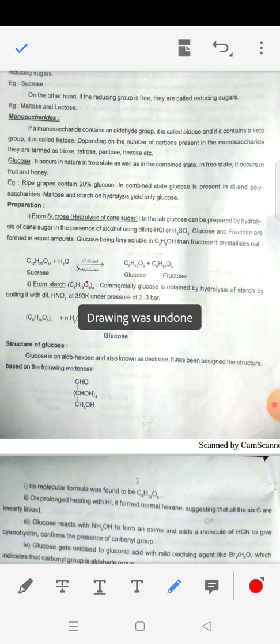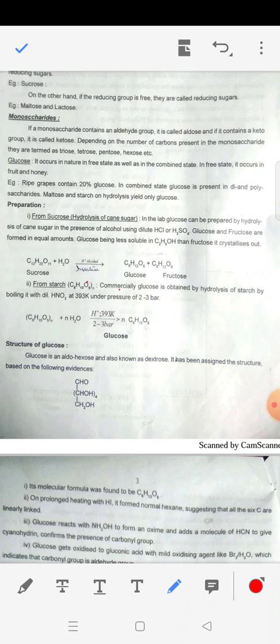And the other method is from starch. The formula for starch you must remember, it is quite often asked in the viva also. Starch is (C6H10O5)n. When hydrolyzed with water in the presence of nitric acid and at about 2 to 3 bar pressure, not very high pressure, we get n molecules of glucose. So definitely starch is a better source of glucose because it gives you 100% glucose. There is no fructose formed here.